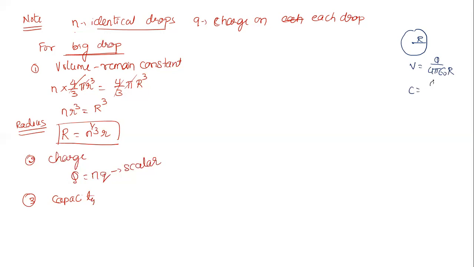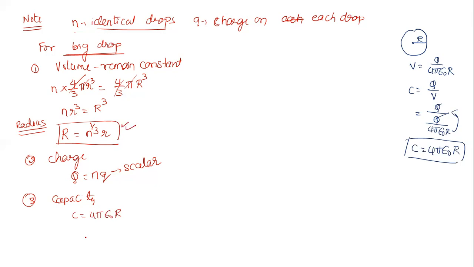Then the capacitance, we know the formula q by v. So using q by v, it means Q divided by 4 pi epsilon naught r. Q is going to cancel, so the capacitance becomes 4 pi epsilon naught r. Now look here, capacitance C. There is a radius r, right? So in the place of r, we need to use the new radius. We need to introduce that. It will become 4 pi epsilon naught n power 1 by 3 times small r.